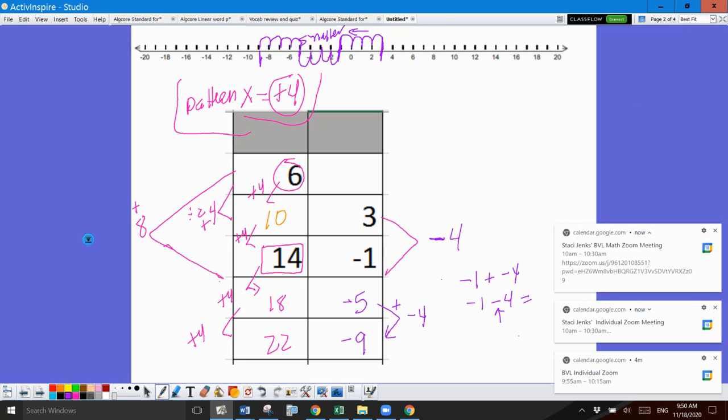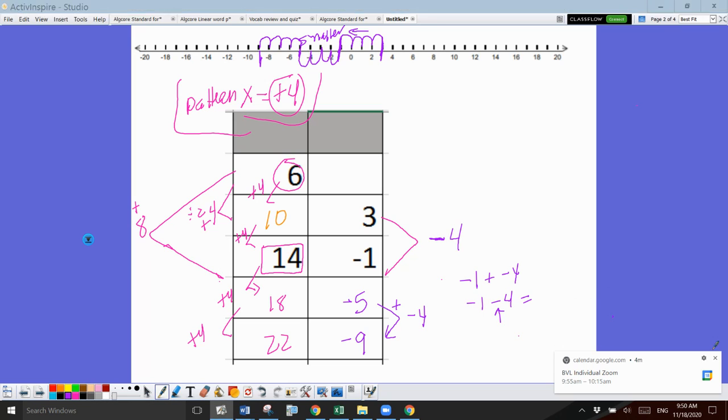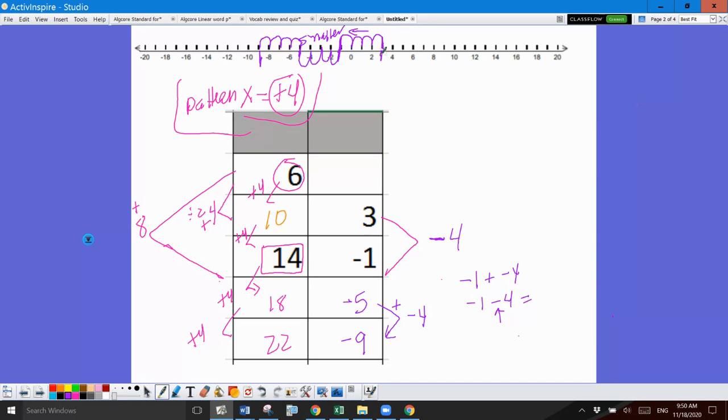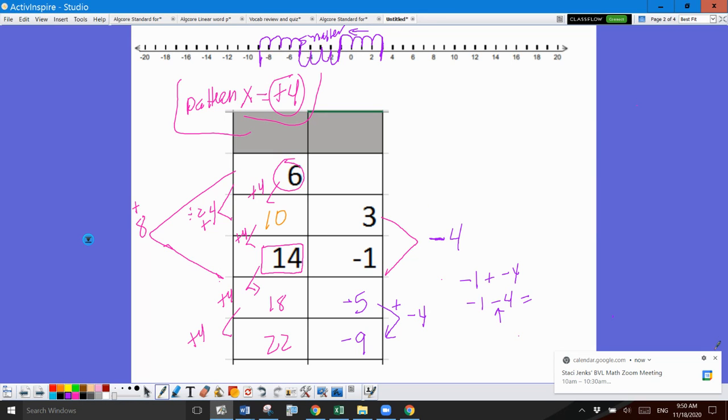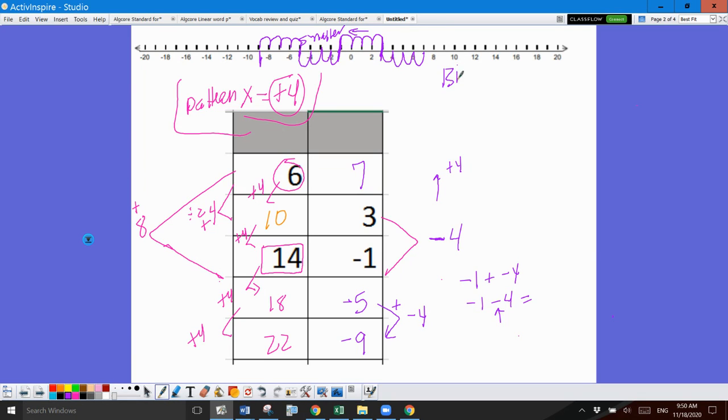Okay, what about the other direction? So I'm at 3, and I have to go the other way. So 1, 2, 3, 4. So that would bring me to 7. So notice if I'm going this way, I'm actually getting bigger. So it ends up kind of being a plus when I go the opposite direction. Okay, so the number beforehand.